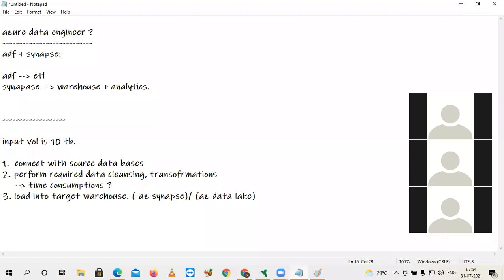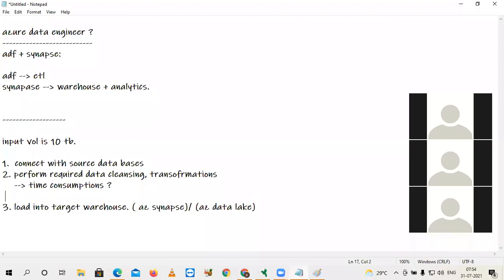If my input data volume is 10 terabytes, and you perform transformations using ADF, what will be your problem? ADF will definitely cause high latency here. That means very slow processing for big volumes. Maybe it may take even days. I think it also depends on the bandwidth, right?